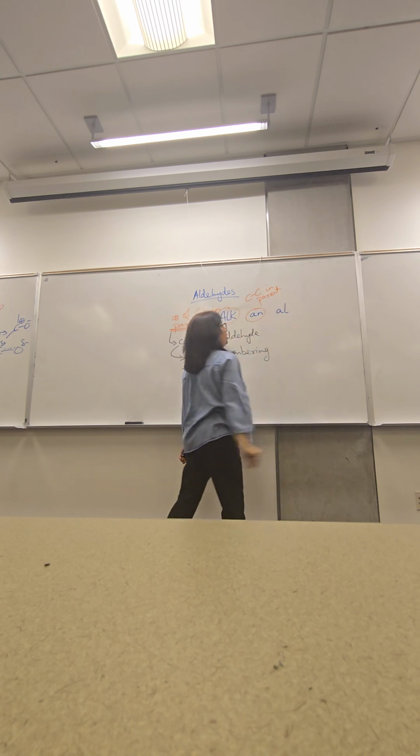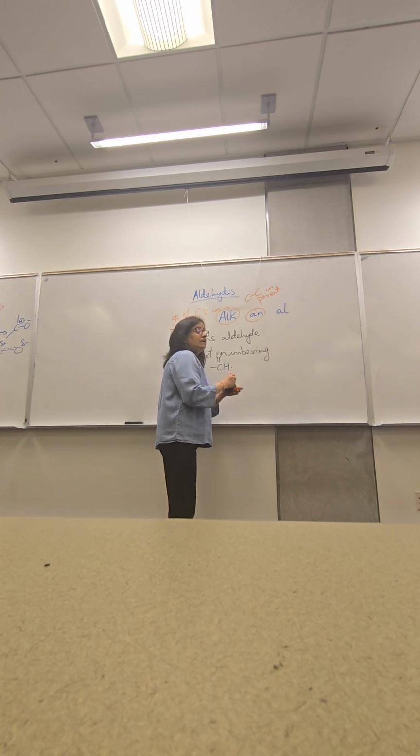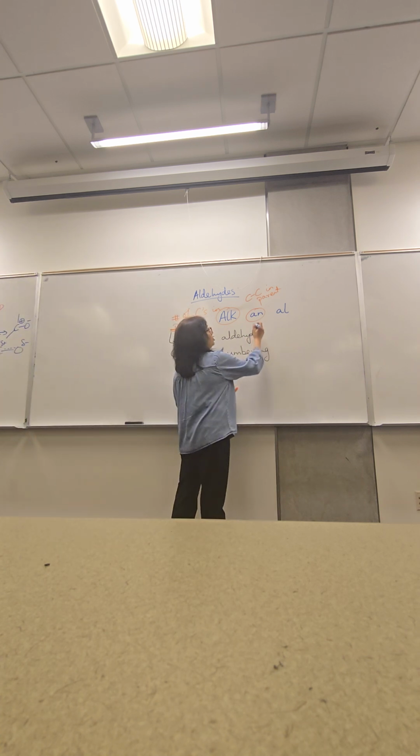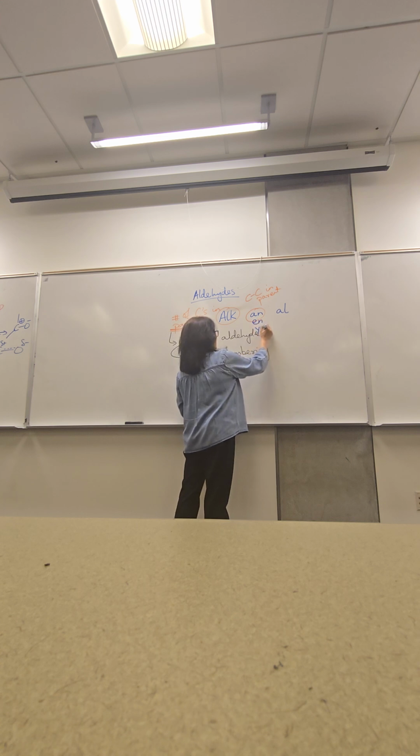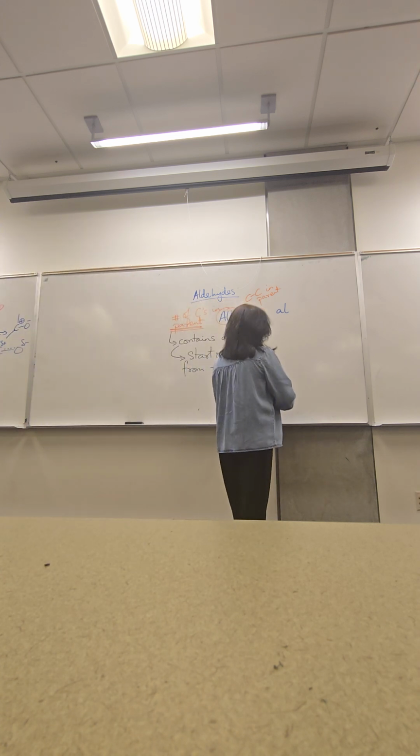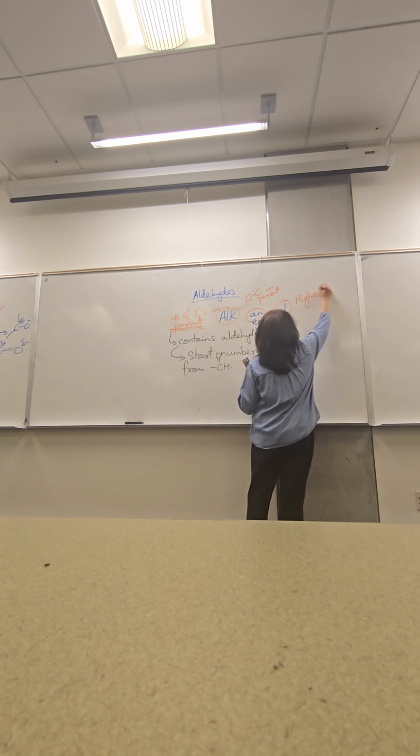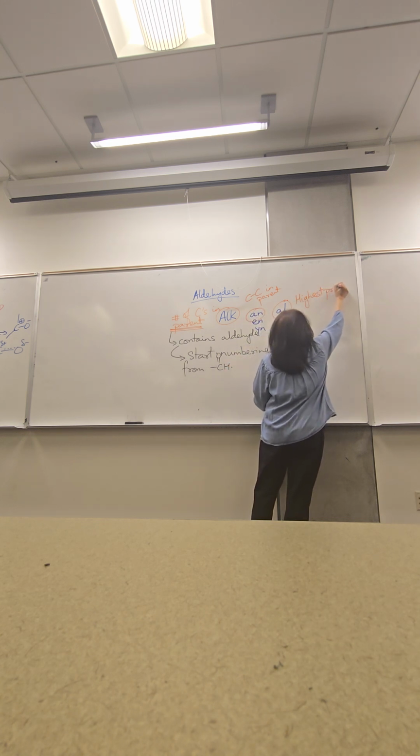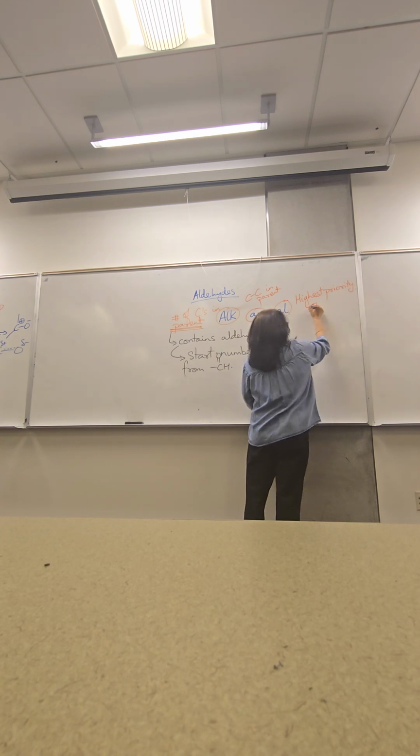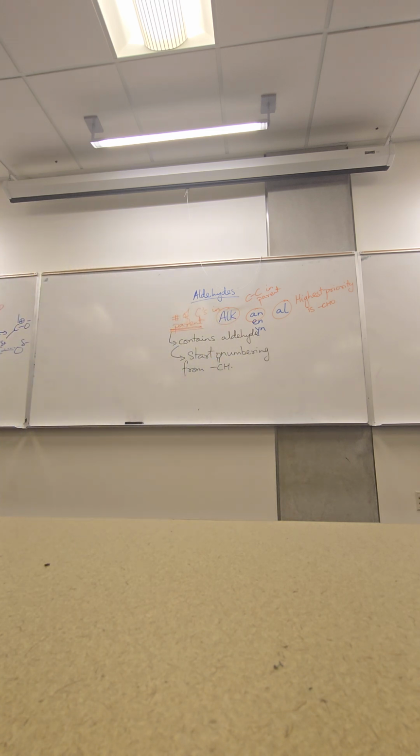What would you do if there were a carbon-carbon double bond in the parent? What would this become? Ene. What would it become if there were a carbon-carbon triple bond? Yne. You change it accordingly. Have you seen this before? Yes. What does al tell us? Al at the end: the highest priority group, the parent group, is the aldehyde. Basically it's saying the aldehyde's the parent. Everybody okay?